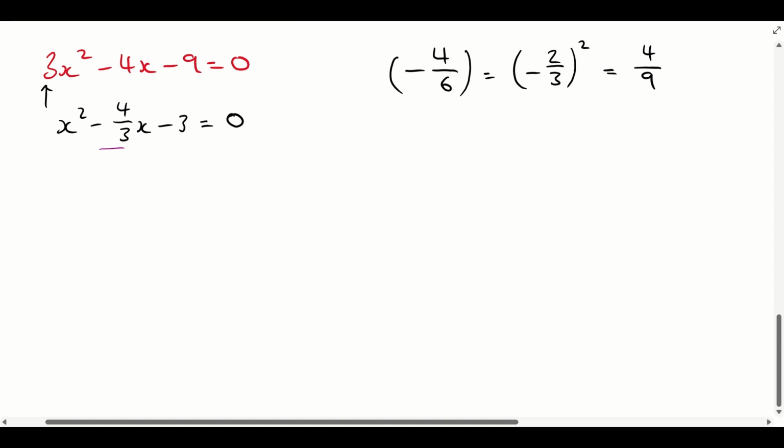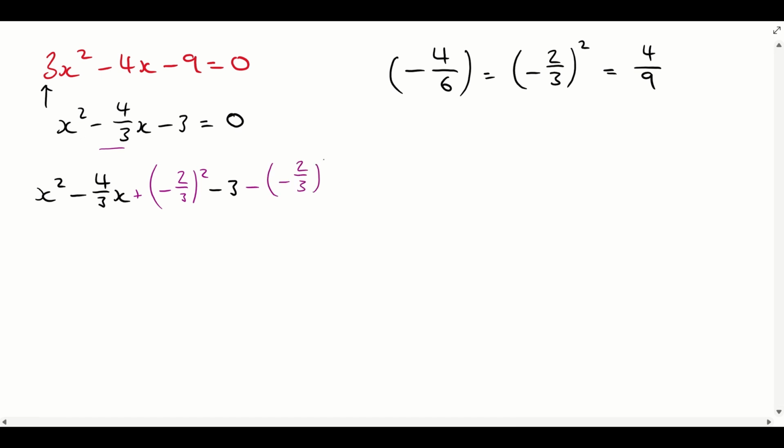So what I do is I have my x squared minus 4 over 3x, and then I'm going to add on, I should do that bit in purple, I'm going to add on my negative 2 over 3 squared. I've still got my minus 3, and then I'm going to take away my negative 2 over 3 squared. And that needs to be equal to 0.